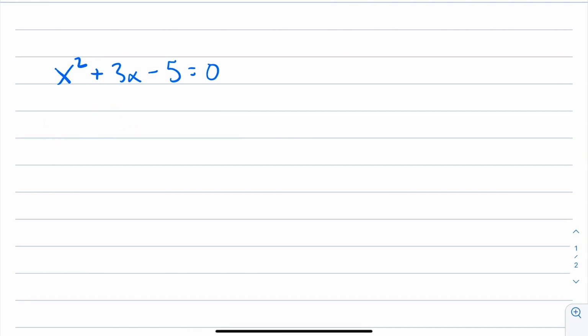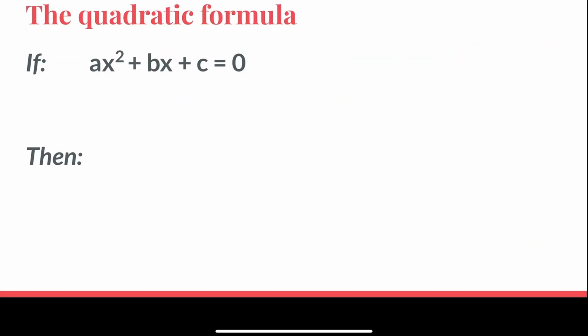Now it doesn't mean that you can't solve it. It just means that we need another way. And that's where something known as the quadratic formula comes into play. So that's what we're going to look at next. And here we go, we've got the quadratic formula. Now we can write this down.